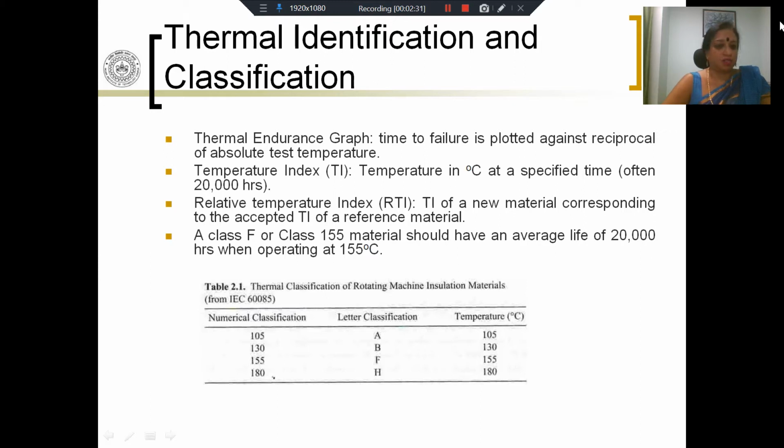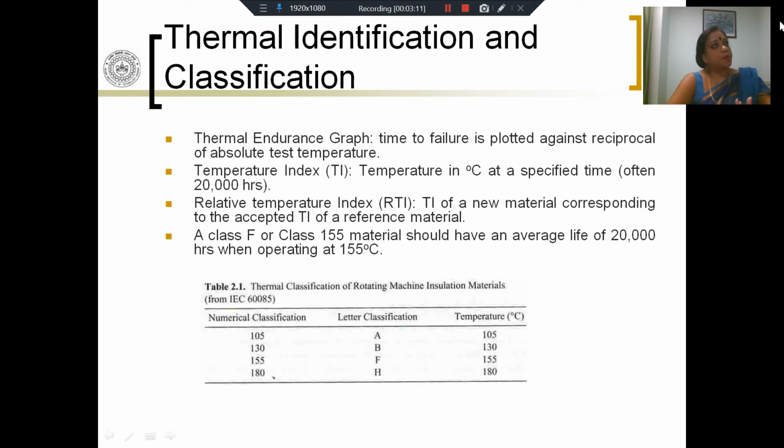So we have something called a temperature index of a material. This temperature index of a material is the temperature that it can withstand for a given time. For example, generally it could be 20,000 hours. So let's say we are talking about a class 105 material. It means that if you talk about a material with a temperature index of 105, that material will be able to withstand 105 degrees centigrade for 20,000 hours. Generally, this is 20,000 hours. It's laid out by the specifications.